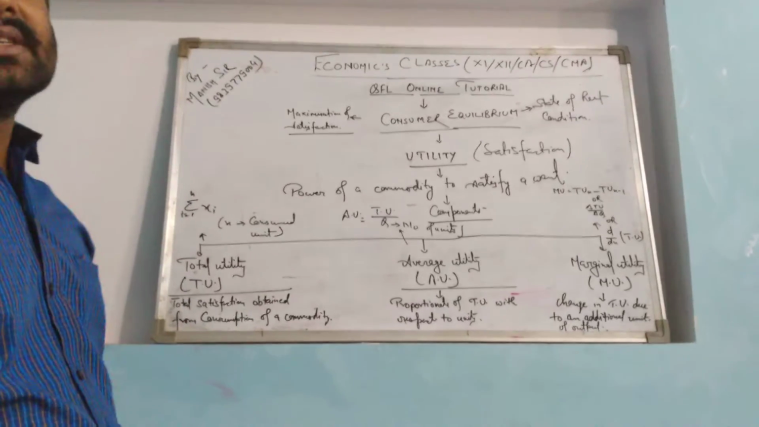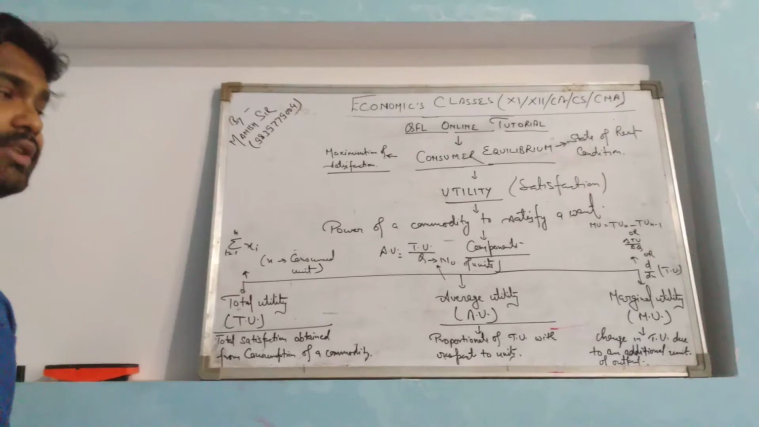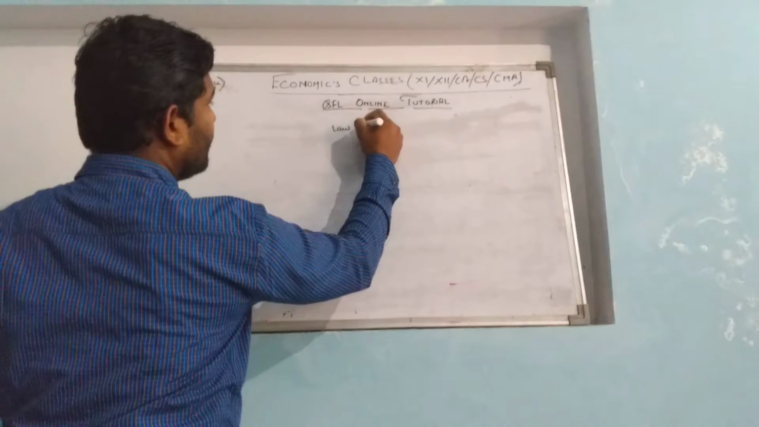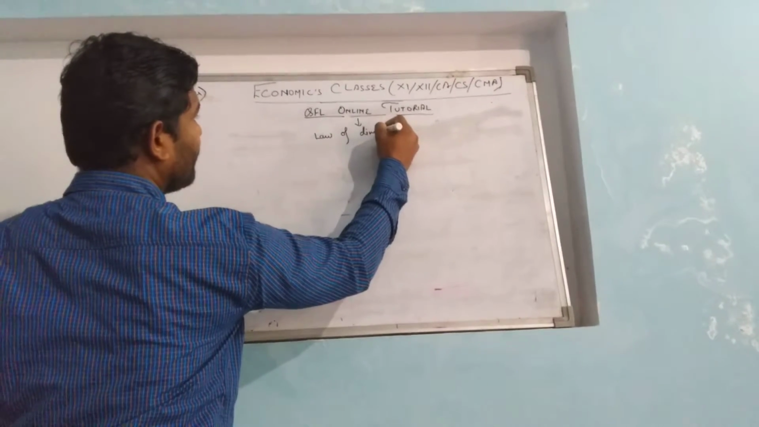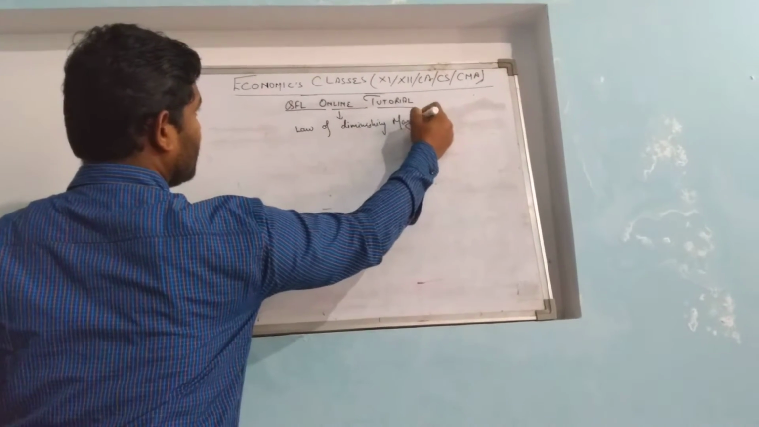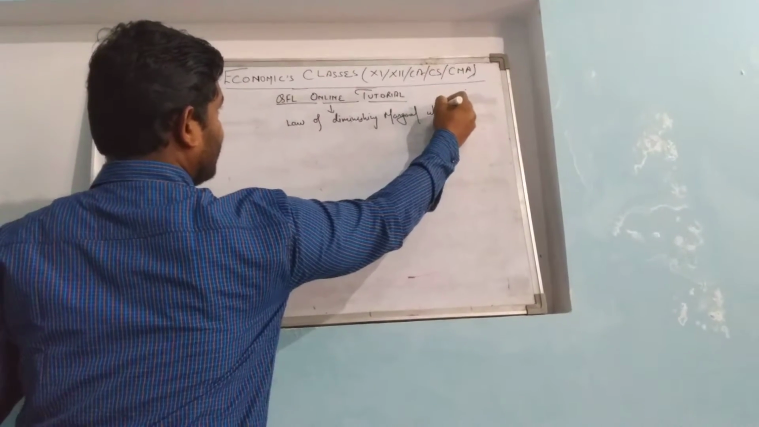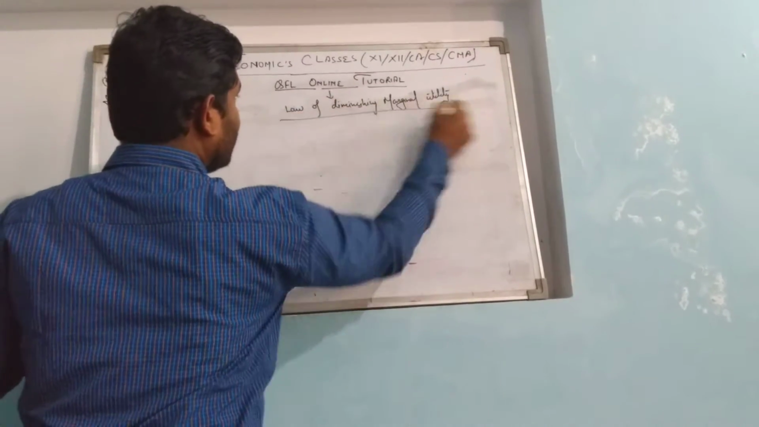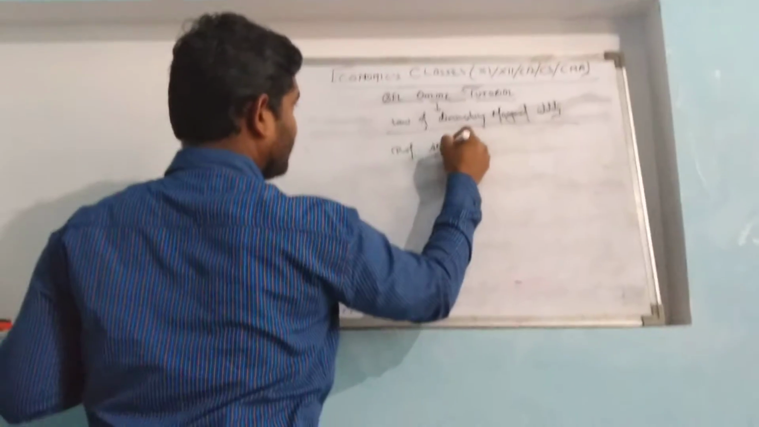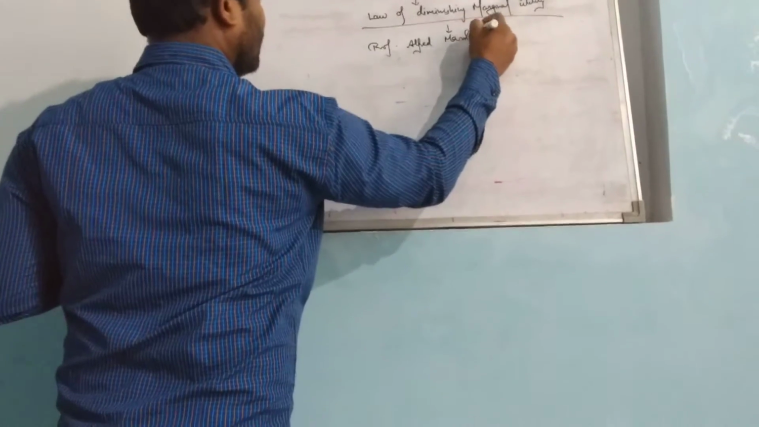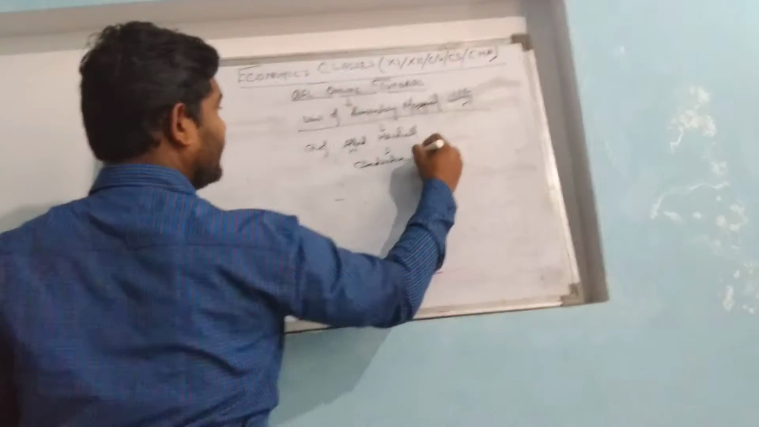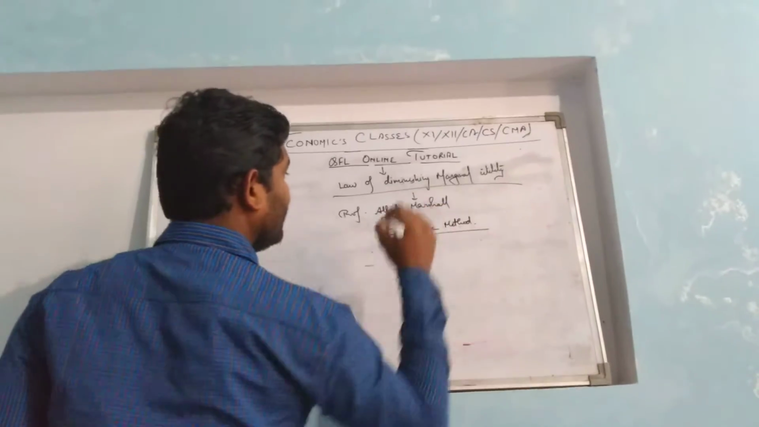Now our second concept is the law of diminishing marginal utility. Now our next topic is the law of diminishing marginal utility. This law is given by Professor Alfred Marshall under the deductive method of economics.